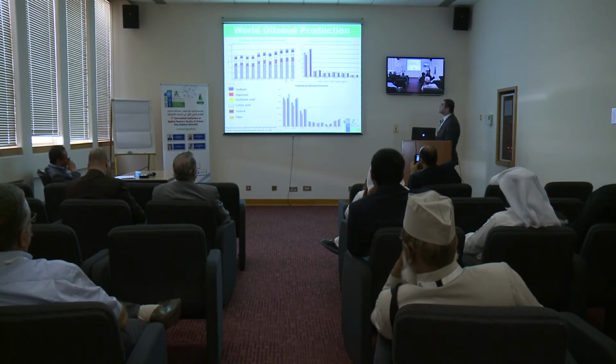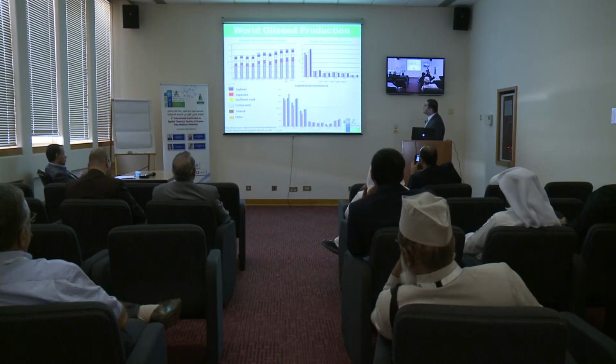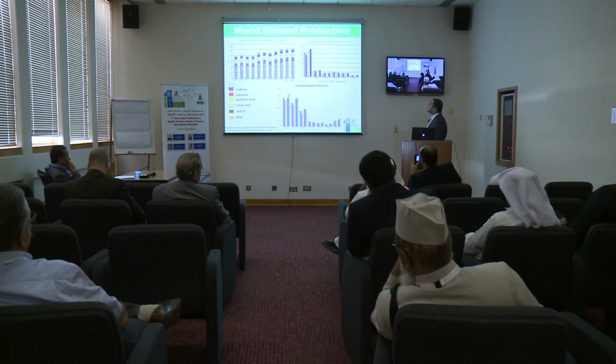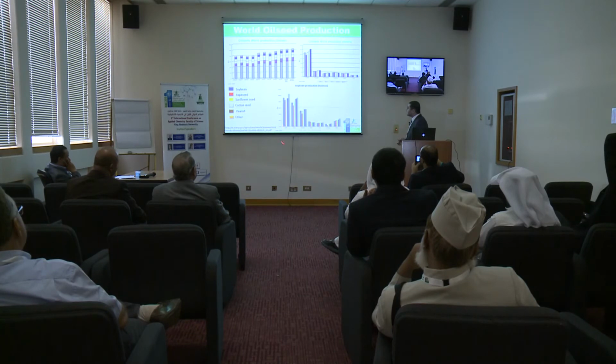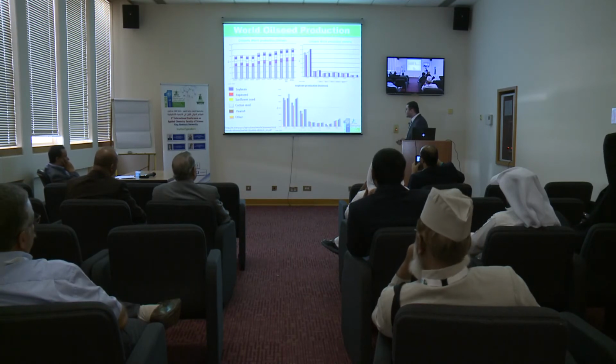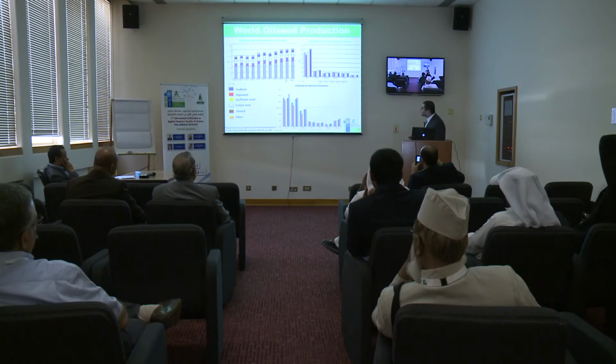As we can see in this chart, this is the oilseed world production. In 2014-2015, more than 410 million tons per year were produced. The most important one is soybean oil, at around 100 million tons per year. The most important countries producing soybean oil are the United States and Brazil. Argentina is around 100 tons per year.